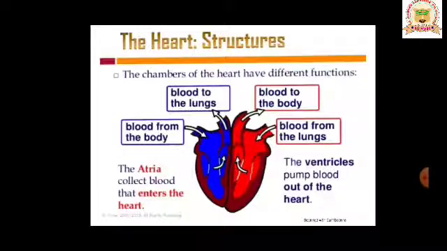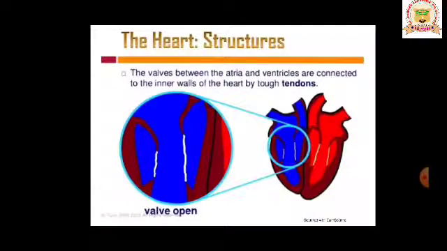Now coming to some other valves. Let me tell you, in this picture some more things are given. Blood is going to the body, and blood from the lungs is entering, as I clearly said: the ventricles pump the blood out of the heart. So my dear students, now we are trying to understand about the valves. Look at the picture of the valve as it is opening. The valves between the atria and ventricles are connected to the inner wall of the heart by tough tendons. The word tendon is not new to you. Everybody knows what a tendon and a ligament are.